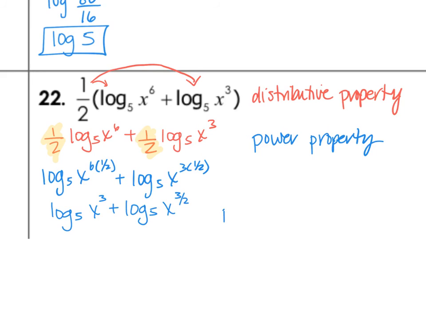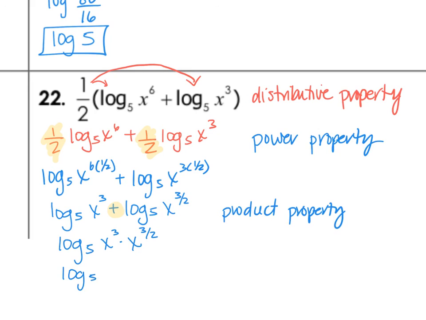And now I can use the product property because of this plus right here. And I can rewrite this as log base 5 x cubed times x to the 3/2. And when you multiply bases, you add exponents. So 3/1 plus 3/2 is going to be 6/2 plus 3/2, which is going to be 9/2.